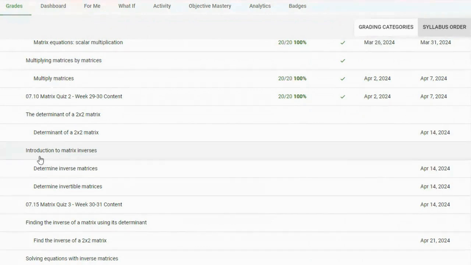And then we're going to do inverses. Introduction to matrix inverses. We're going to talk about determining what the inverse is, and how to determine if the matrix even has an inverse. So not every matrix has an inverse. So we have to be able to determine which ones do and which ones don't. So these are the 3, and these are all related. The determinant is used to find the inverse. So we'll do these 3 assignments, and then we will do the quiz.